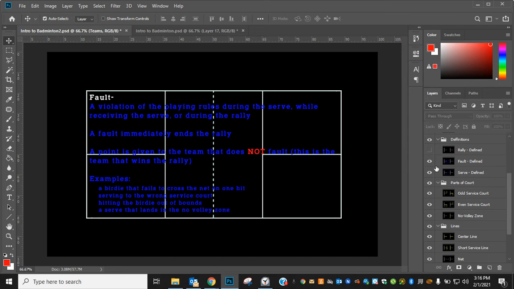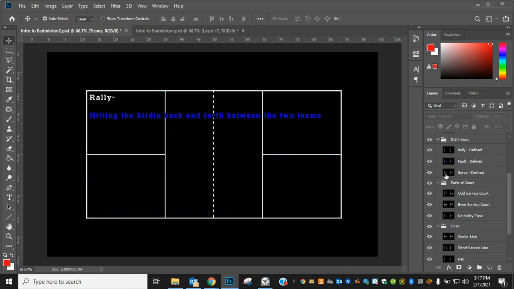Some common examples of faults: a birdie that fails to cross the net on one hit, serving to the wrong service court, hitting the birdie out of bounds, and a serve that lands in the no volley zone would all be considered faults. They would end the rally, and a point would be given to the team that wins the rally. A rally is simply hitting the birdie back and forth between the two teams, over the net. This is what's really fun about the game.